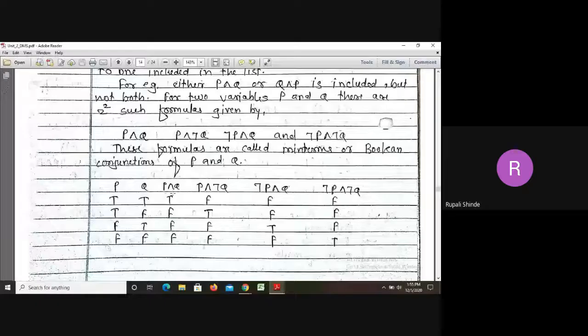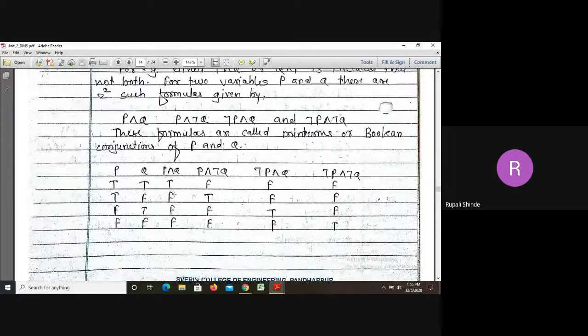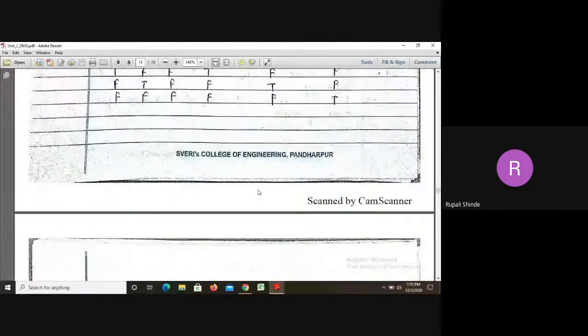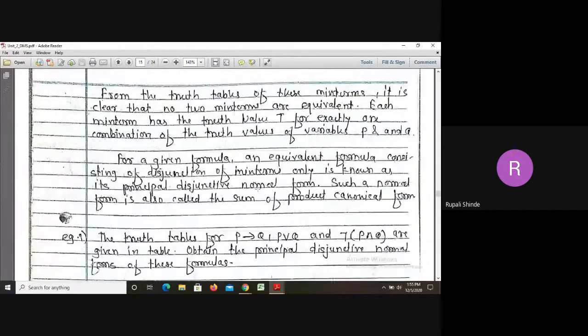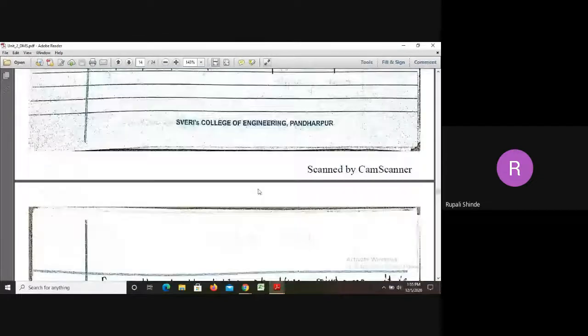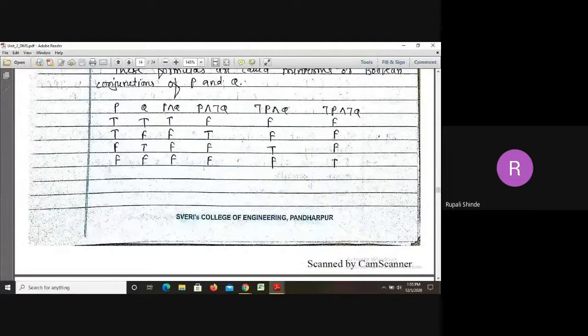You will never get the same sequence of values for another minterm. Each and every minterm has its own sequence of truth values. So this is the conclusion from these minterms: no two columns will have the same truth values.